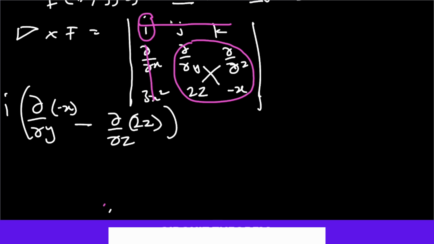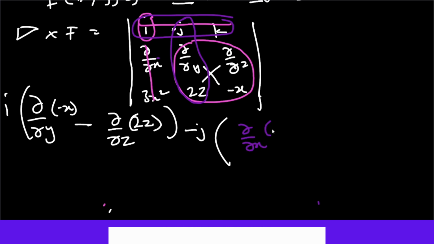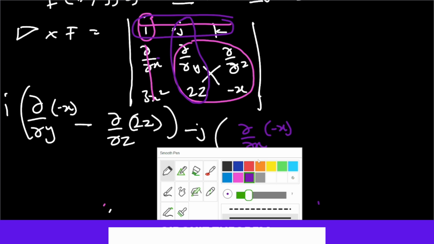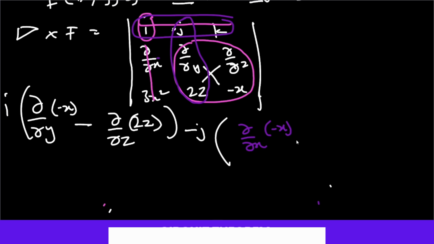Then the next one is for us to take the second one. This one is minus, so you have minus j bracket, that's the rule. Here we are taking j, so the whole of this will go, and we will be left with this and this. We have partial on x of minus x, and then minus partial on z of 3x squared.